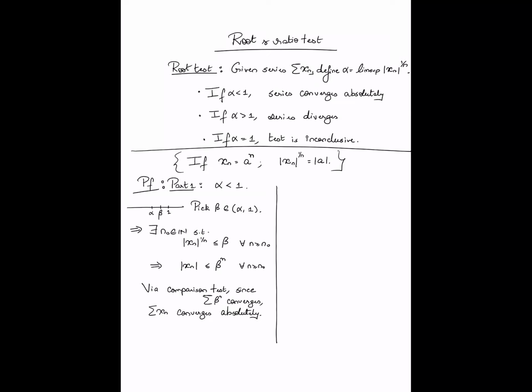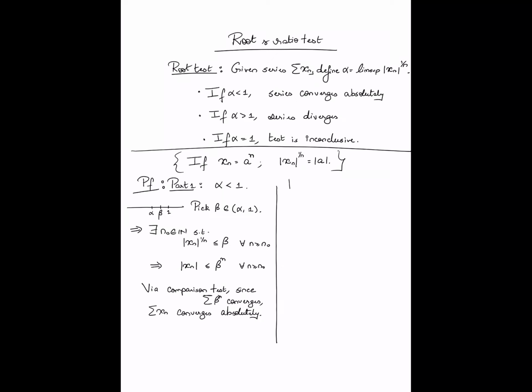Right, so that's it. So an elementary application of the comparison test in fact shows that the absolute value of xn is bounded above by an exponentially decaying sequence, and so you're done. Comparison test tells you that you have absolute convergence.